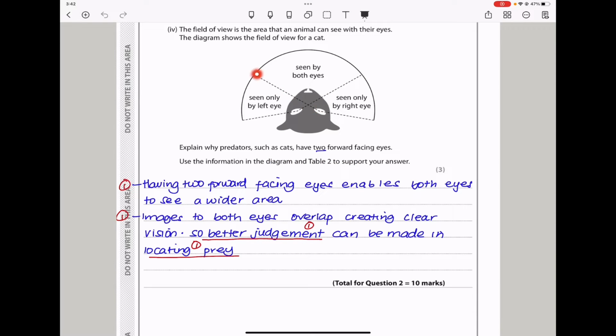Although there is this area that can be seen by both eyes, this side here can be seen by the right eye and this by the left eye, creating a wider area of space that can be seen by both eyes. So I said having 2 forward-facing eyes enables both eyes to see a wider area. Images to both eyes overlap, creating clear vision, so better judgment can be made in locating prey. Remember, these are predators. Their purpose is to find prey, so they need clear vision, meaning they need to also see a wider area so that they can make good judgment in order to hunt the prey.